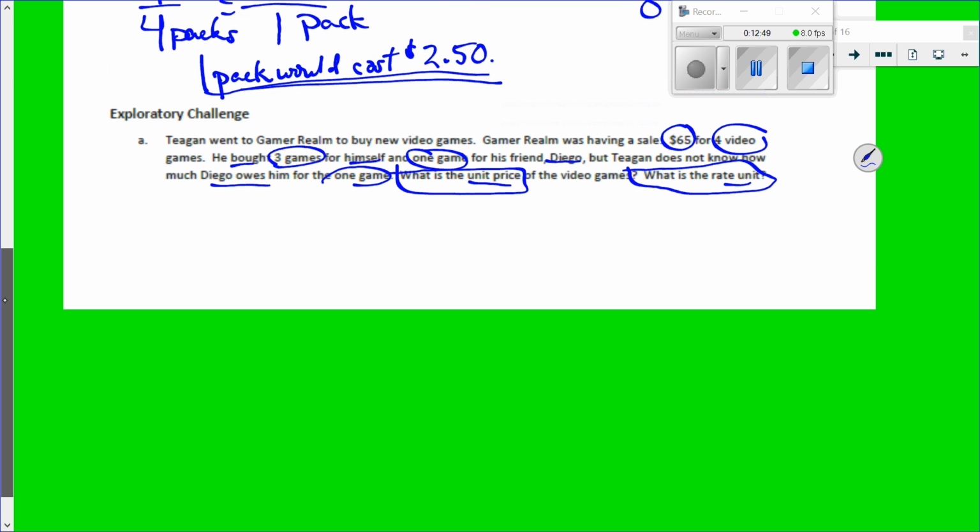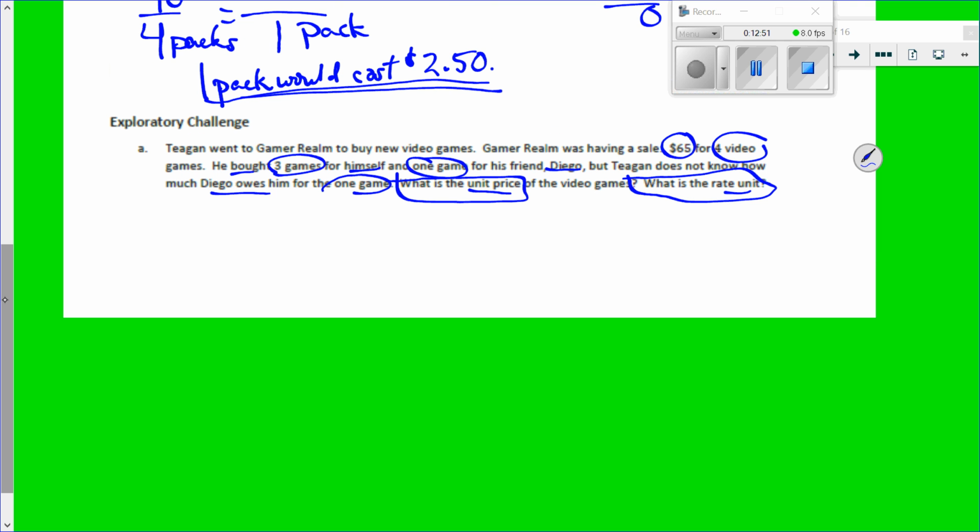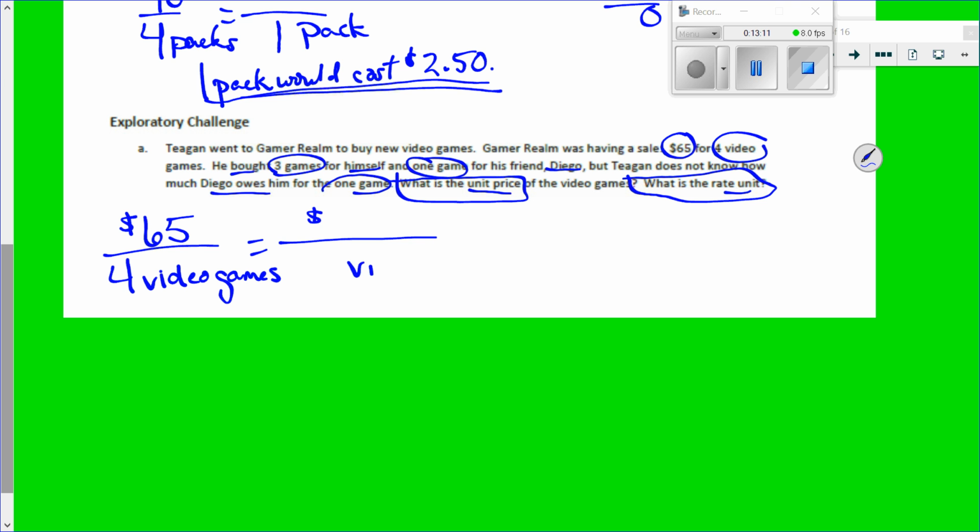Now we're going to start by setting it up. So what was that initial rate they gave us? $65. And? Good. Perfect. Thank you. So setting it up is easy, guys. $65 for 4 video games. I can immediately go in my equal sign, my fraction bar, put in my units on the other side, and throw the magic box above the equal sign. Is any of this difficult?